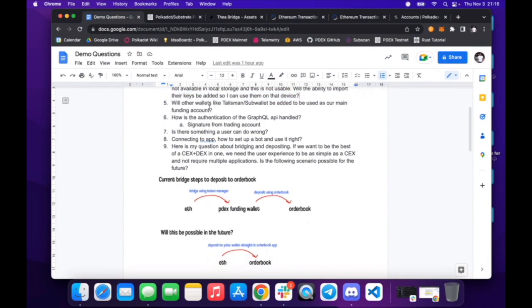The next question is, will other wallets like Talisman, Subwallet be added to be used as our main funding account? Yes, very soon. We are in talks with them. This should be done soon.